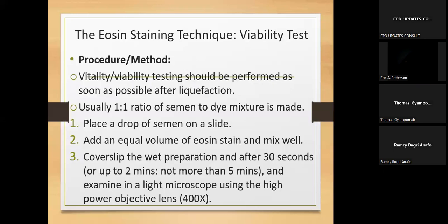So just one ratio of 1-to-1. What it means is that if you take 1 drop of the semen, great, yes. So you get it. You are following it. Fantastic. So you take 1 drop of your semen, you take 1 drop of your reagent, your 0.5% eosin that you prepared. Just mix them, and then apply a coverslip. That's all. At 30 seconds, then you can examine.